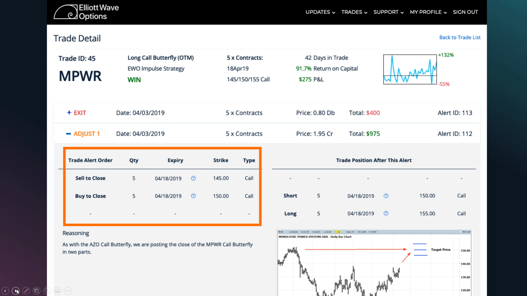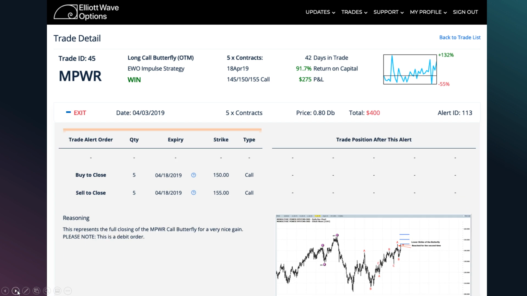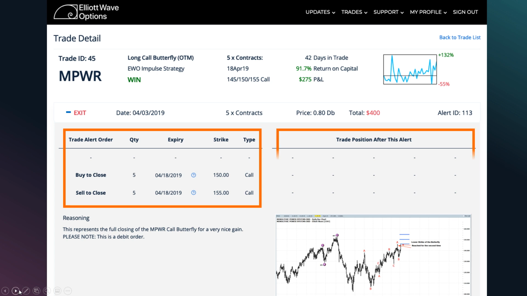So we had the first alert to take off the long call spread part of the butterfly, and then that shows you the trade position after the alert. So what's left, basically? Once we took off the second half of the butterfly, you can see that what's left over is nothing. So the entire butterfly had been closed out. We closed out the first part of the spread, which was the call vertical debit spread. Then we closed out the second part, which was the call vertical credit spread. There's nothing left. The trade has been completely closed out.